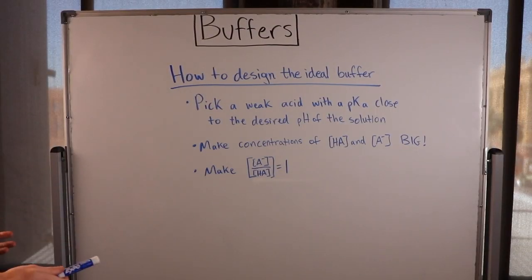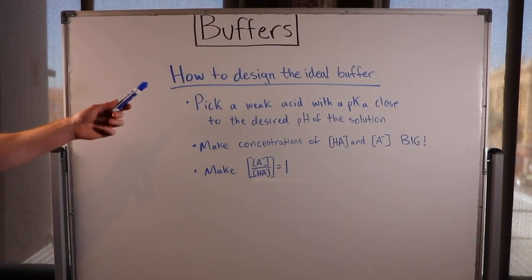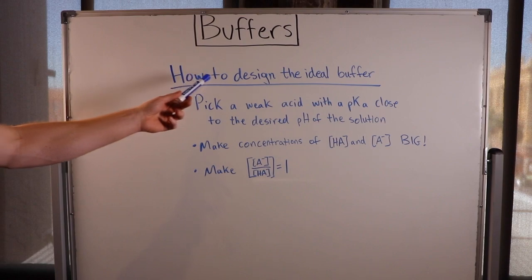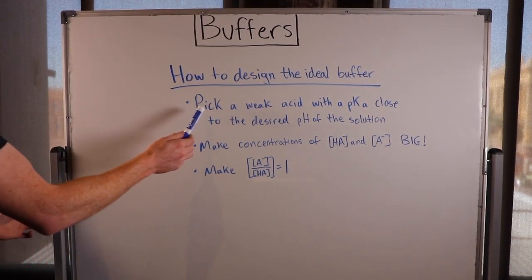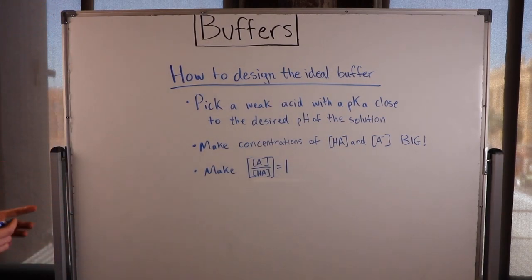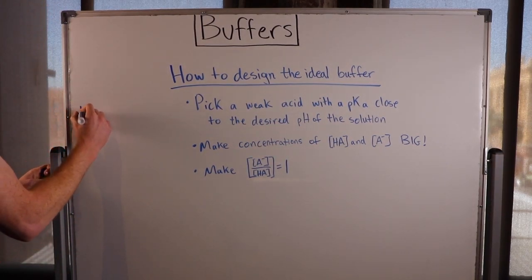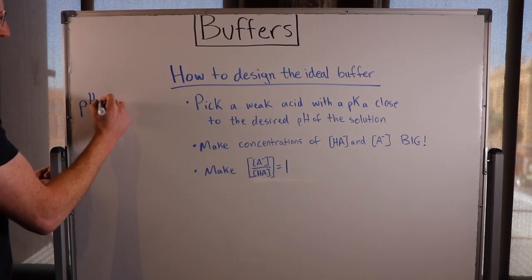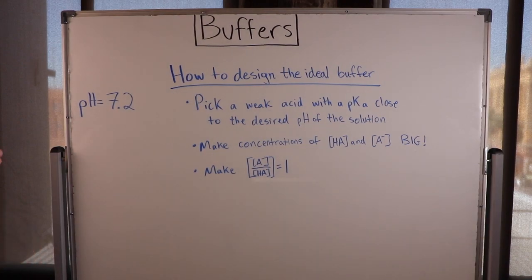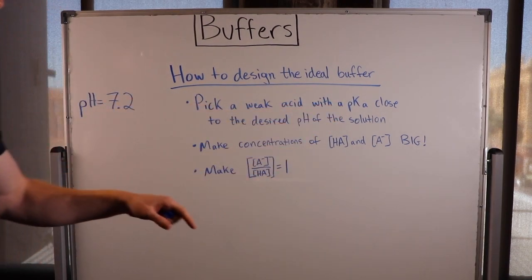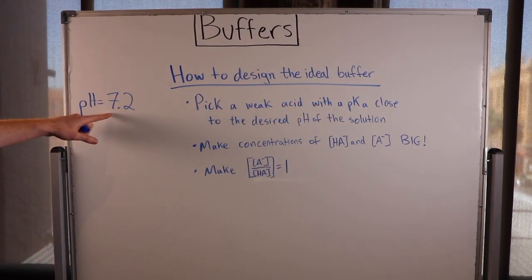I'd like to conclude this video by mentioning a few strategies that you can use to design the ideal buffer. So number one, you want to pick a weak acid with a pKa close to the desired pH of the solution. So for example, let's say you want the pH of your solution to be 7.2. Well, you'd want to pick a weak acid with a pKa as close to 7.2 as possible. This will help the buffer do its job.